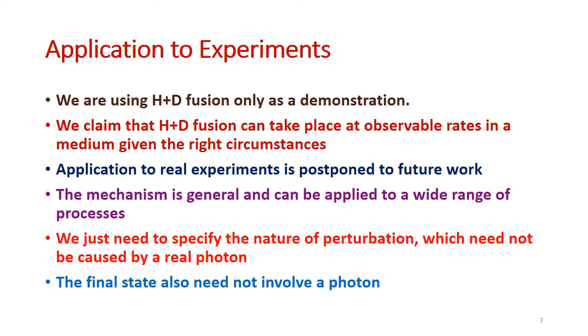We just need to specify the nature of the perturbation, which need not be caused by a real photon. A simple generalization is that it may be a virtual photon. For example, instead of a real photon, you may emit a photon and it may go into an electron-positron pair, or the photon may be absorbed, collide with another ion and transfer the energy to the ion. Those would be virtual photons. The final state also need not involve a photon.